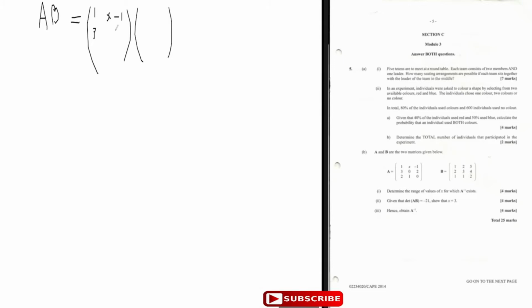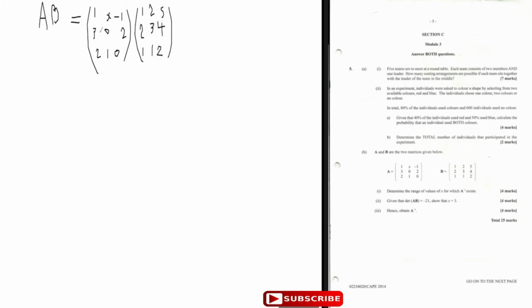That's A, with rows 1, x, minus 1; 3, 0, 2; 2, 1, 0, and it's being multiplied by B, with rows 1, 2, 5; 2, 3, 4; and this is 1, 1, 2.